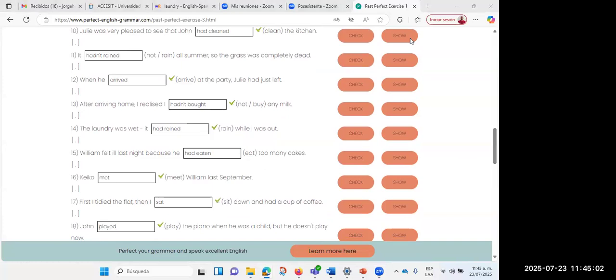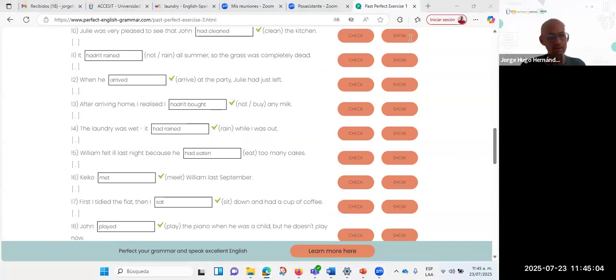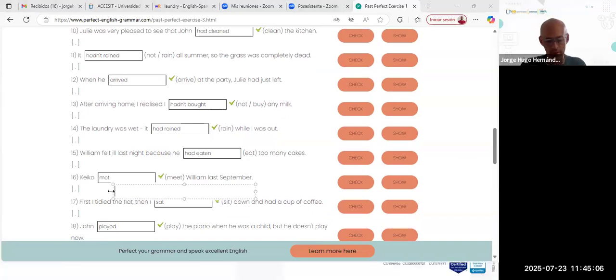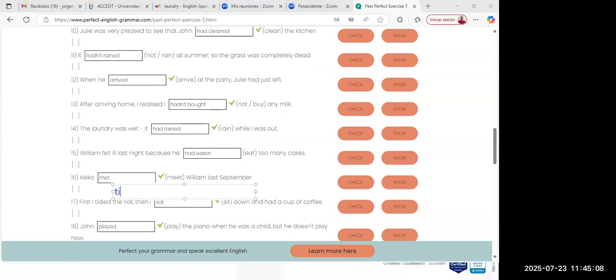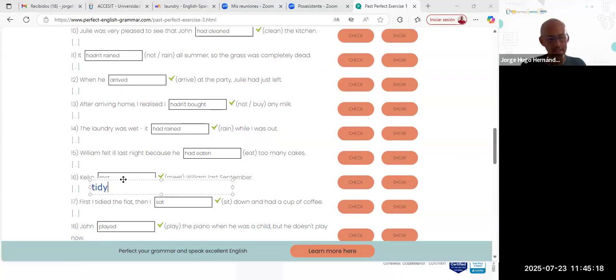First, I tidied the flat, then I sat down and had a cup of coffee. Okay. Tidied is the past of tidy, no? First, I tidied. You have to pronounce a D at the end of the word. And that's the past of tidy. I tidied the flat.